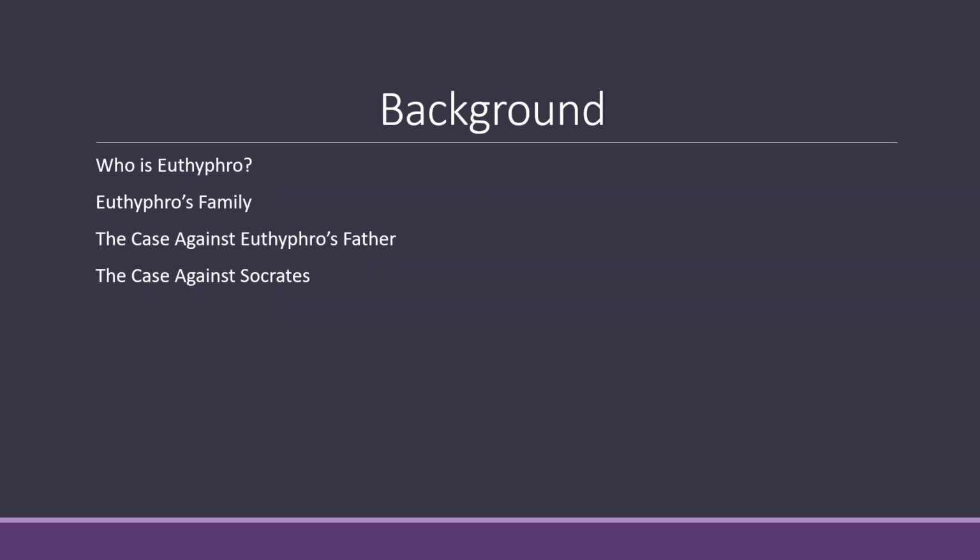In order to have a better understanding of this dialogue and what's going on in the conversation with Socrates and Euthyphro, it would be useful to have a little bit of background knowledge. It would be useful to know a little bit about Euthyphro and his family, the case that Euthyphro is bringing against his father, and the case against Socrates, because all of these are functioning in the background of this dialogue. So let's talk a little bit first about Euthyphro.